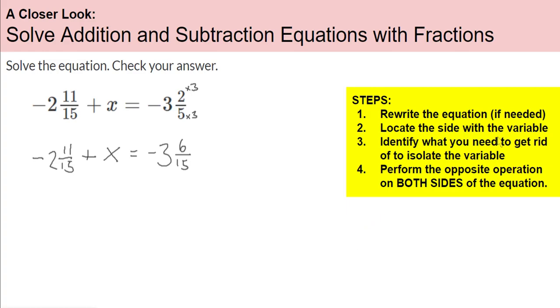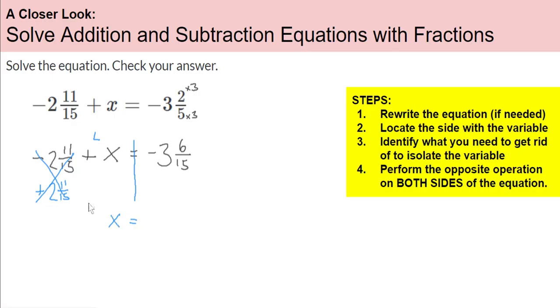All right, so locate the side with the variable. Which side has the variable, left side or right side? If you said the left side, you are correct. The variable's on this left side. What do you need to get rid of to isolate the variable, and then perform that opposite operation on both sides? If you said I need to get rid of the -2 and 11/15, the opposite of that is +2 and 11/15. So that goes away. Right now I'm left with x right here.